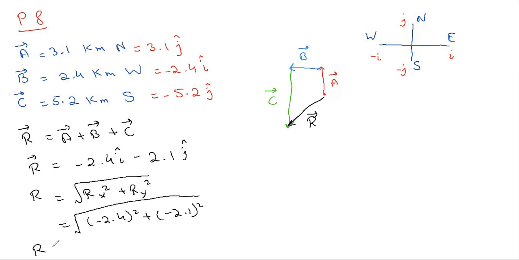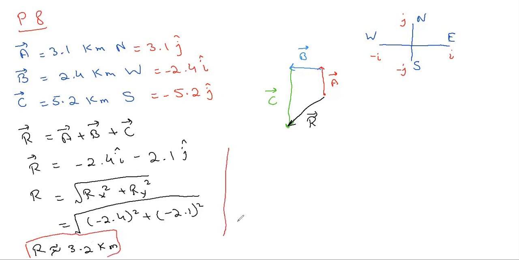So now r will roughly equal 3.2 kilometers. So this is the total distance that will be covered. Basically, this is the displacement that will be covered by the object.